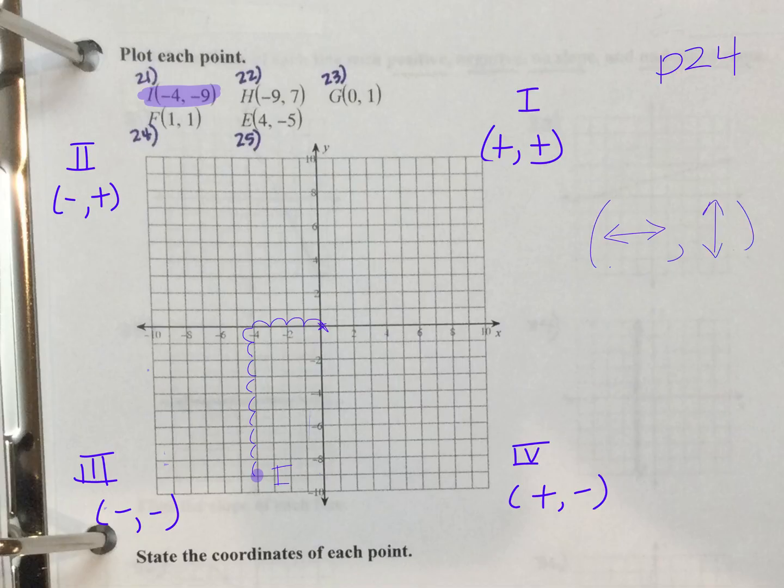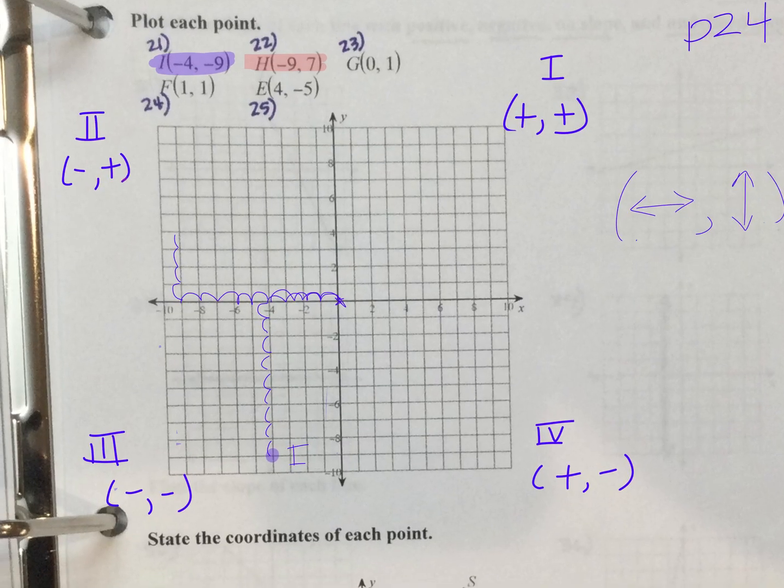Let's find -9, 7. Well, I know it's going to end up over in this box because that's the negative positive box. So, -9, I start back at 0. 1, 2, 3, 4, 5, 6, 7, 8, 9. And then I got to go up 7. 1, 2, 3, 4, 5, 6, 7. So that dot would end up right there. And that is my H dot.